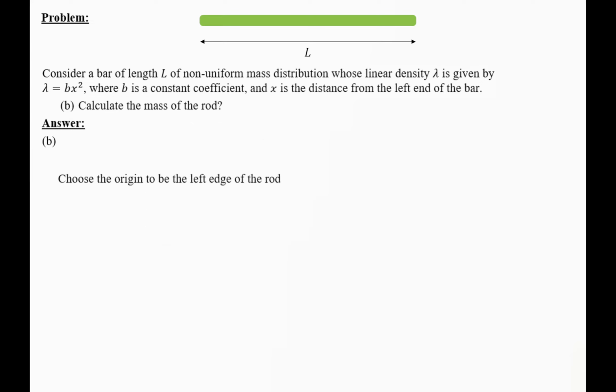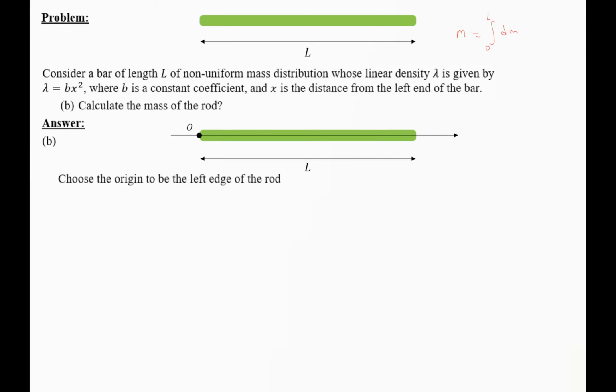Now in part B, we need to calculate the mass of the rod. Here we don't know the mass of the rod, but as we have discussed previously, the mass of the rod can be determined from the integral from 0 to L of dm. Let's choose the origin to be the left end of the bar, as stated here. Consider the infinitesimal mass dm at a distance x from the origin.